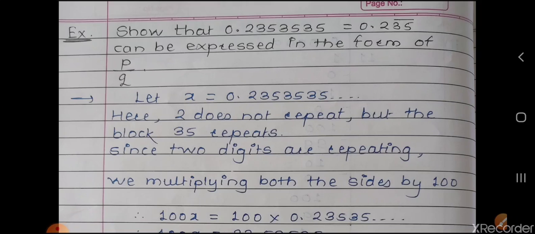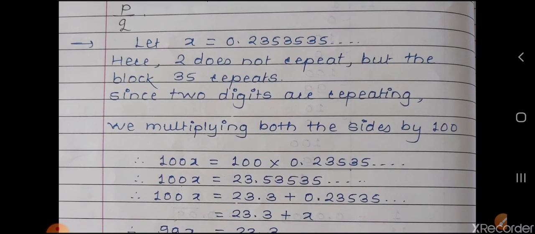Here 2 does not repeat, but the block 35 repeats. Since two digits are repeating, we multiply both sides by 100. Therefore 100x, which is equal to 100 into 0.23535 and so on. Therefore 100x is equal to 23.5353.